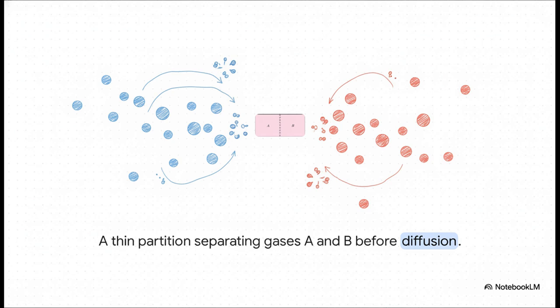Through purely random molecular collisions, gas A diffuses right into gas B, and gas B diffuses right back into gas A. They're going to relentlessly keep mixing and colliding until a perfect equilibrium is reached, and the concentration of both gases is totally uniform throughout the entire box.